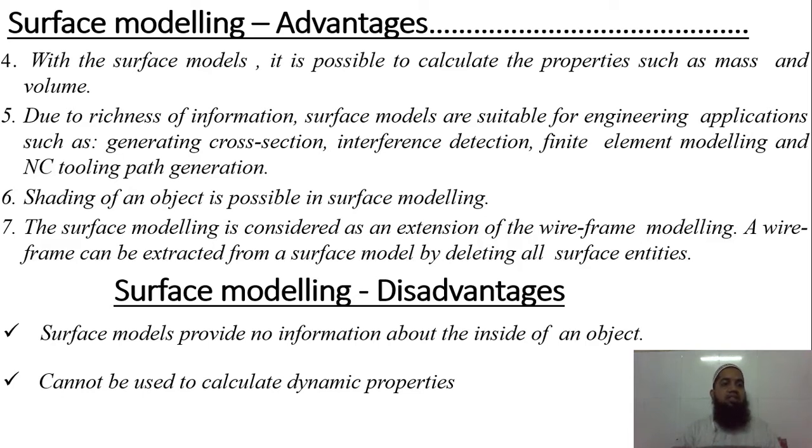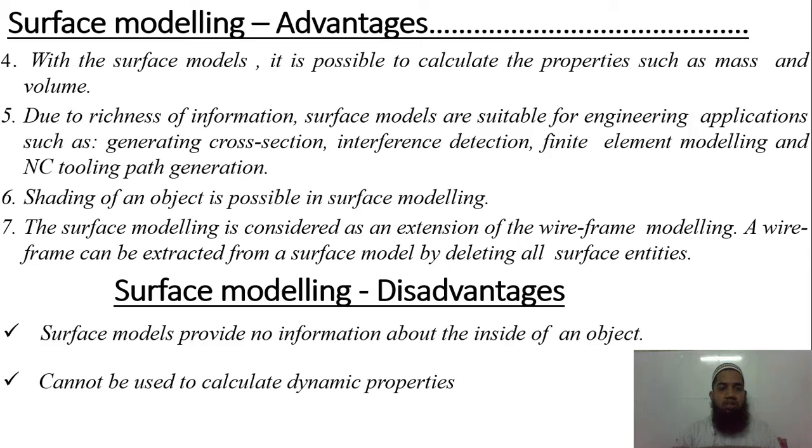Next advantage: shading of an object is possible in surface modeling. Next, surface modeling is considered an extension of wireframe modeling. As I already said, wireframe modeling is the basis of surface modeling. A wireframe can be extracted from a surface model by deleting all the surface entities. Once we delete all the surface entities, we get a wireframe model. So these are the seven advantages of surface modeling.